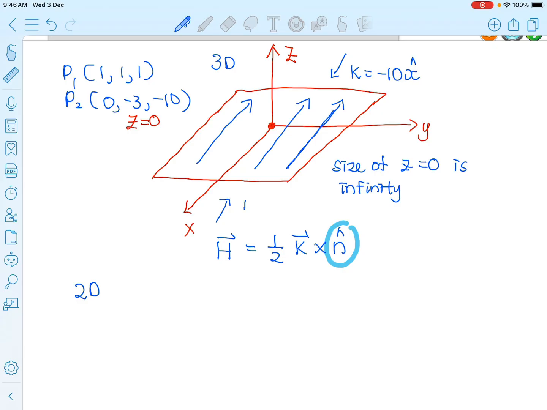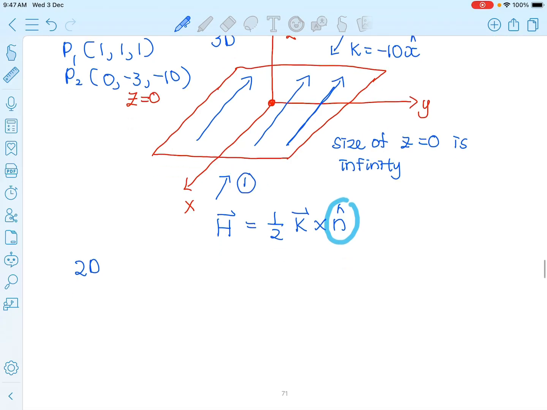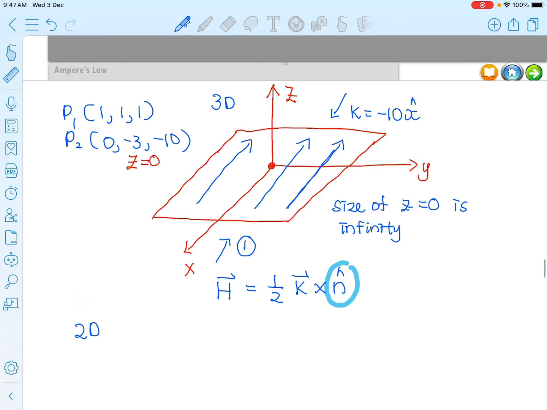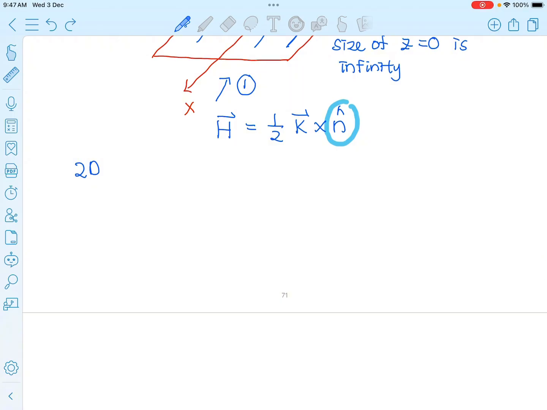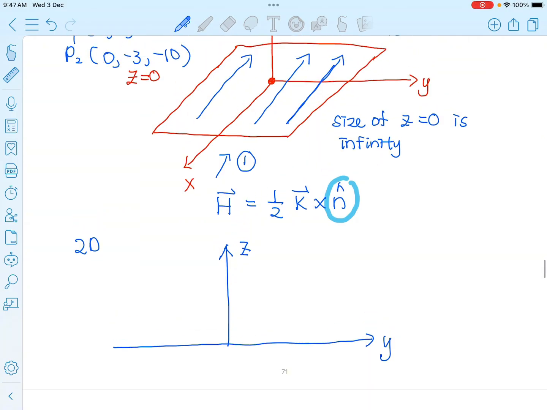Let us view from this side, from position 1. When you view from position 1, basically you see axis Z and also axis Y. These are the things that you can see. So now let's draw the axes. I'm going to draw axis Z, and then I will draw axis Y. These are the axes that you will see.